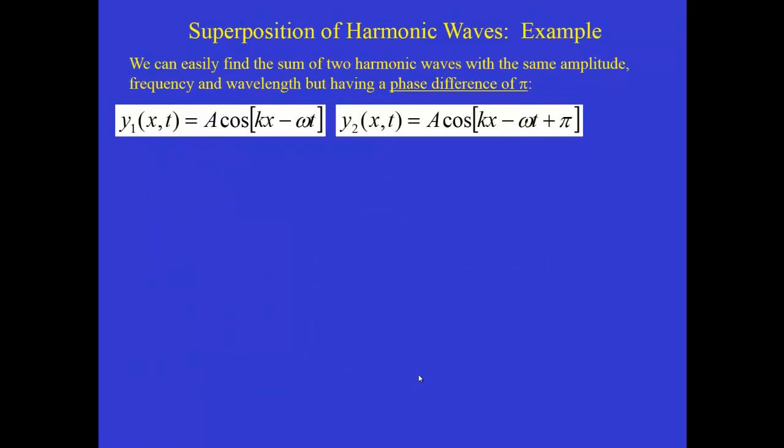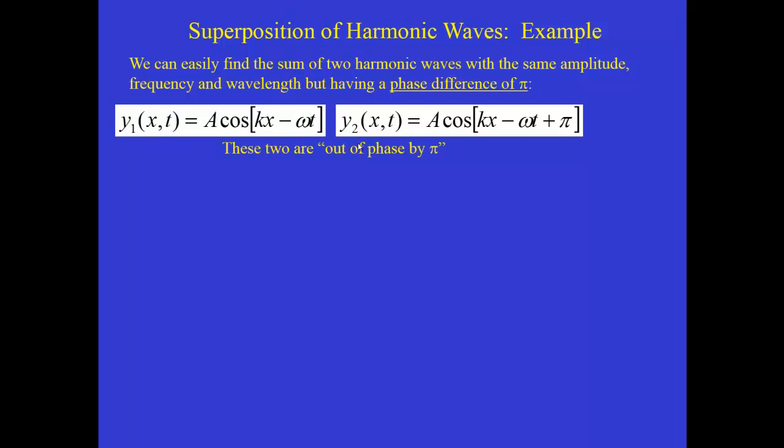So let's do an example mathematically to see how this works. We can easily find the sum of two harmonic waves that have the same amplitude, frequency, and wavelength, but differ only by having a phase difference. So y1 has the familiar form A cosine(kx minus omega t), which is a traveling wave, and y2 is also a traveling wave. The only difference is there's a phase angle of pi, which shifts it by pi radians from wave function 1. So what happens if these two waves travel through the same medium together?